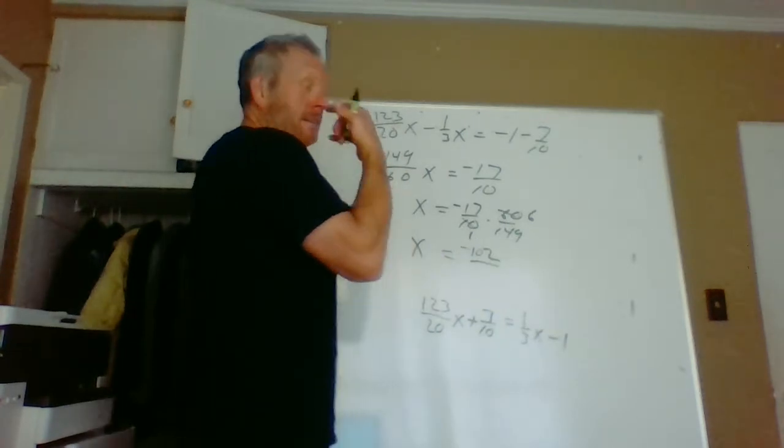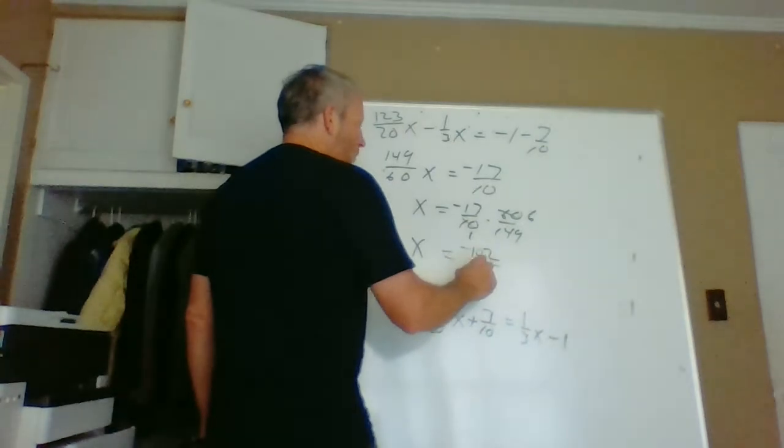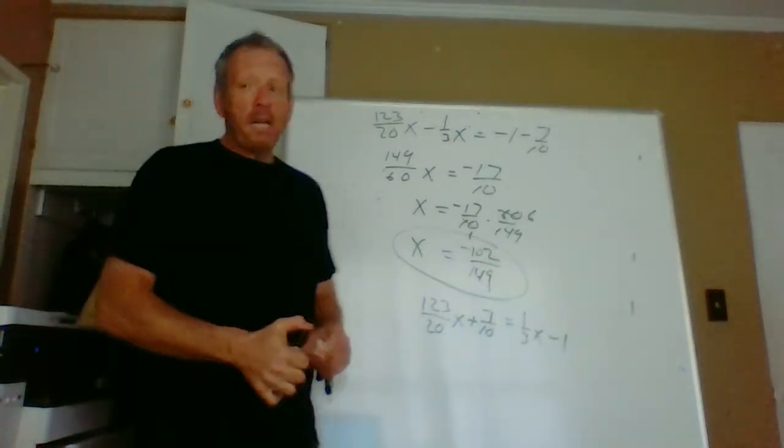I'm checking my sanity here. 6 times 10 is 60, and 6 times 7 is 42. So negative 102 over 149. And there's the answer. I hope you got those right.